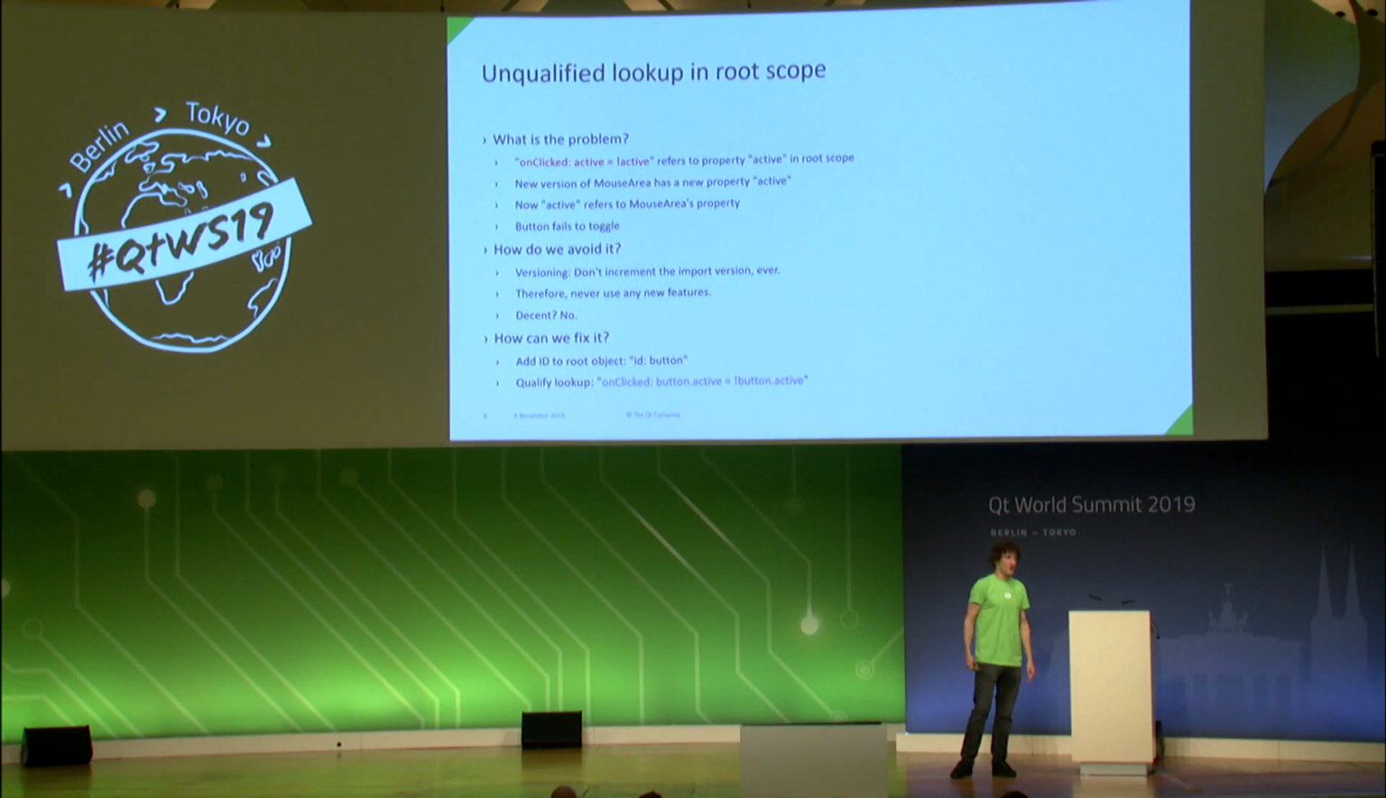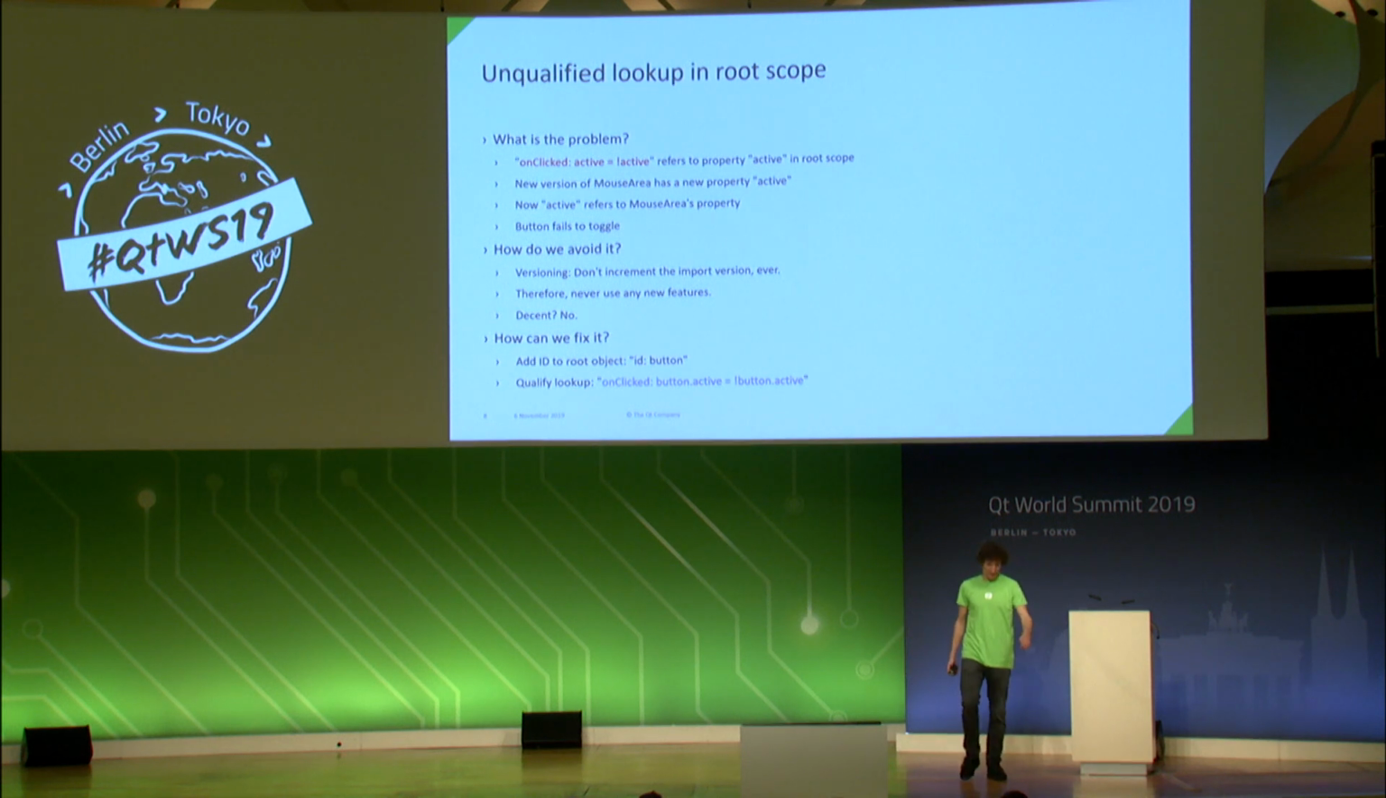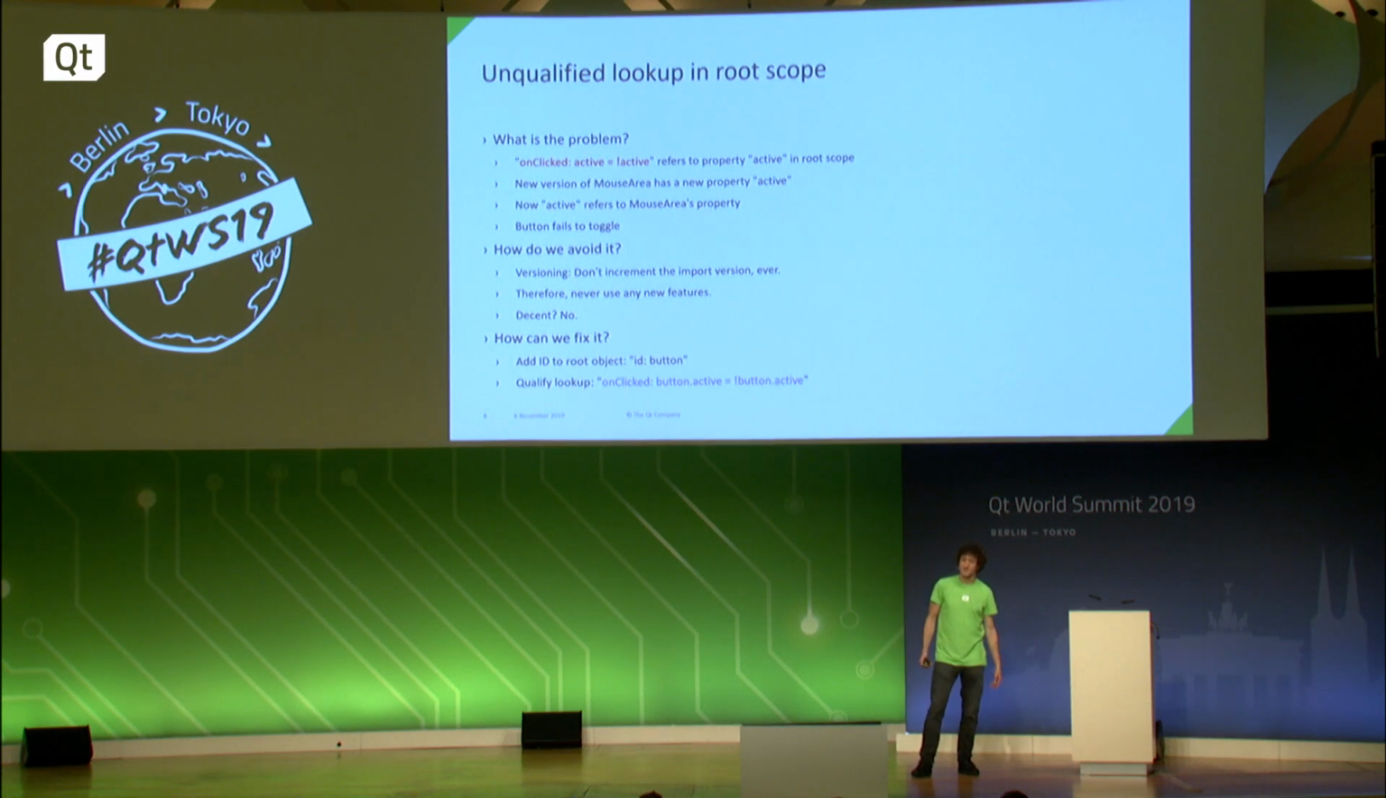So what do we do about this right now? We invented this thing called versioning. In order to avoid that new active property of mouse area from showing up in your code, you put a minor version on your import, which says import QtQuick 2.0 right now. And that fixes things. Unless you actually want to use some new features of Qt Quick, then you're out of luck.